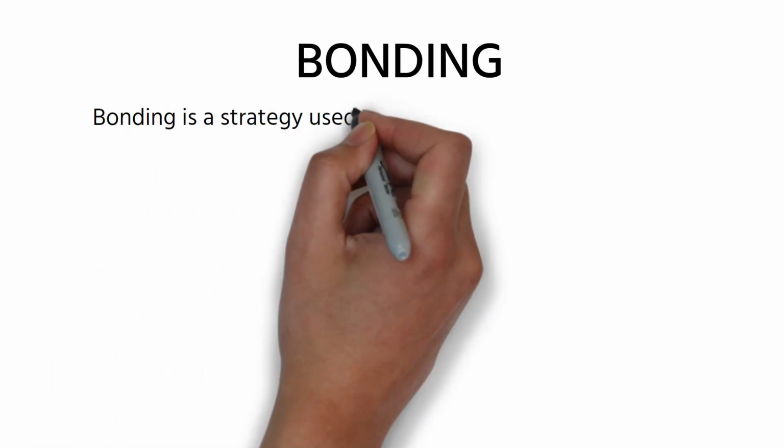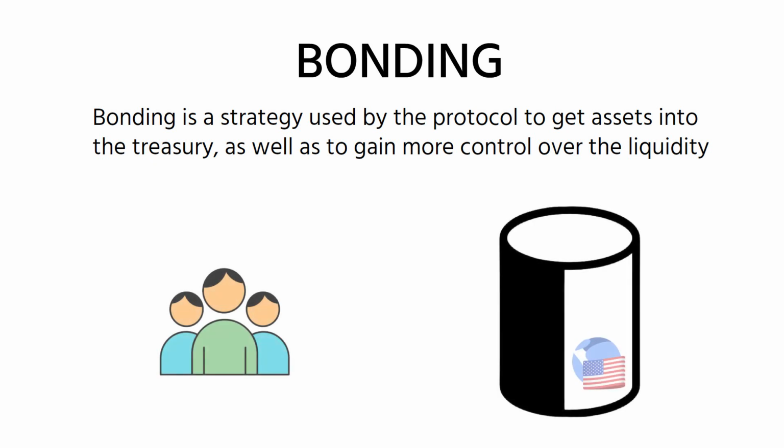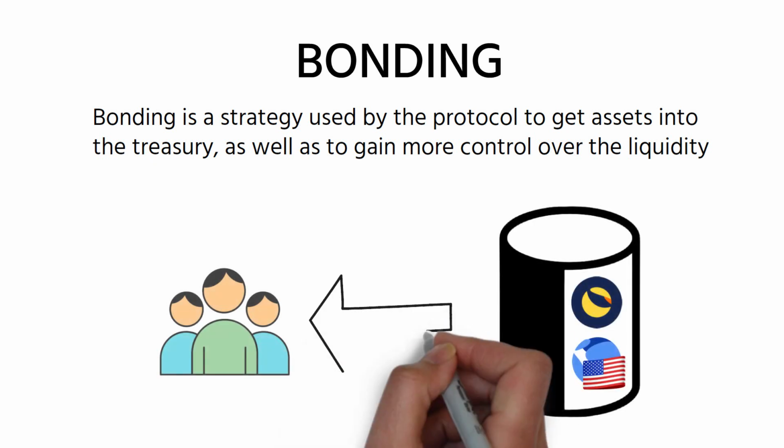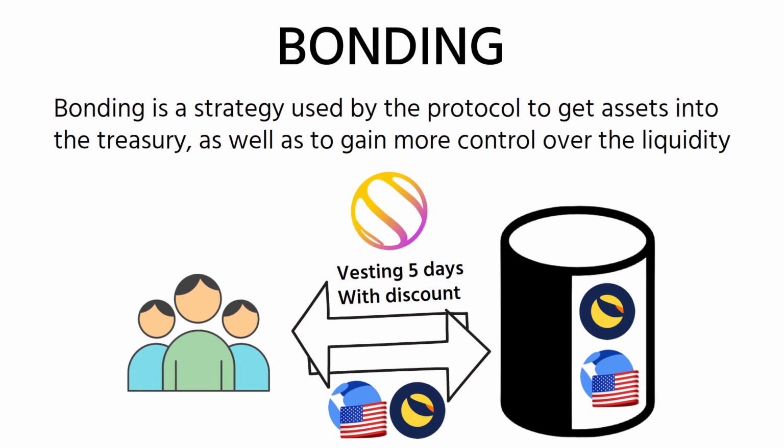Bonding is a strategy used by the protocol to get assets into the treasury, as well as to gain more control over the liquidity. How does it work? You bring an asset, UST and Luna will be accepted at the first stages, and receive in return an LSRV token at a price lower than on the market, but with a vesting of 5 days. You can also bring your LP tokens and get LSRV tokens at a discount.